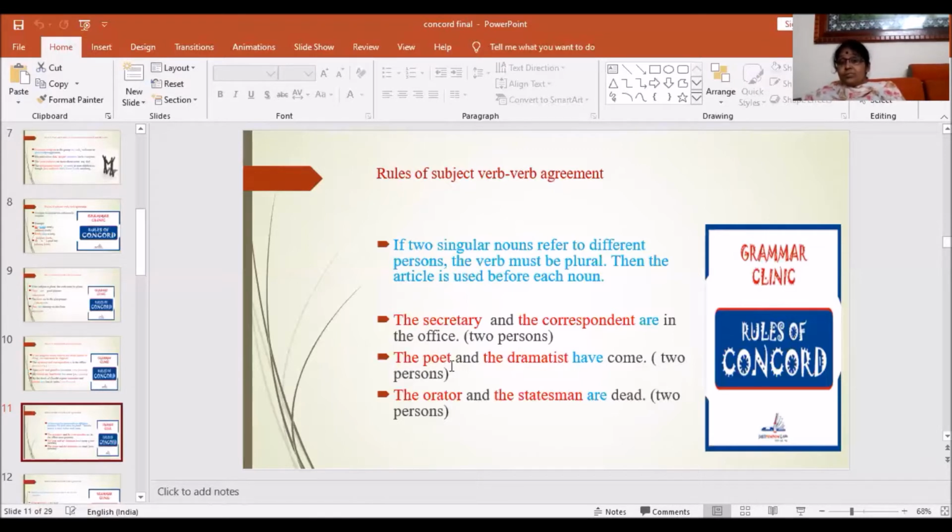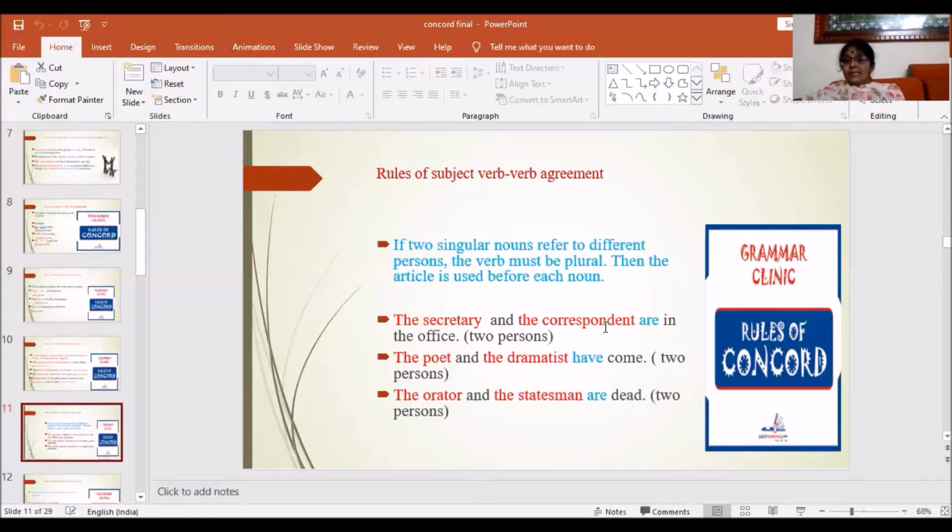Now, here also you see, the poet and the dramatist. Two times I've used the article. So, it is plural. I will use my plural verb, have come. The orator and the statesman are dead, right? So, they are again two persons. So, what do we learn? If two singular nouns refer to different persons, the verb must be plural. Then the article is used before each noun.